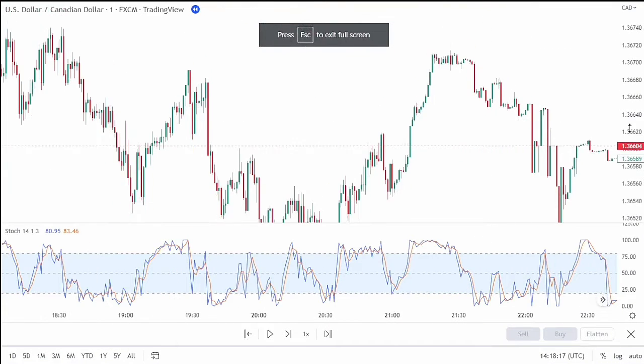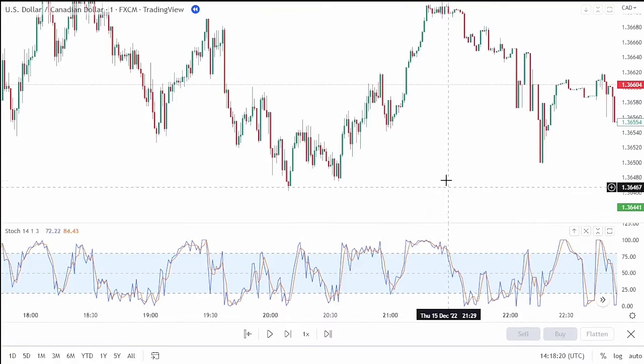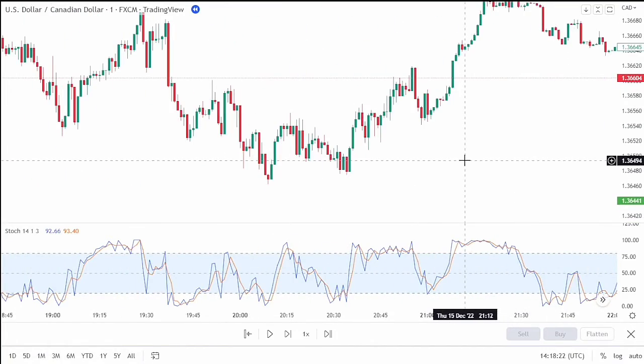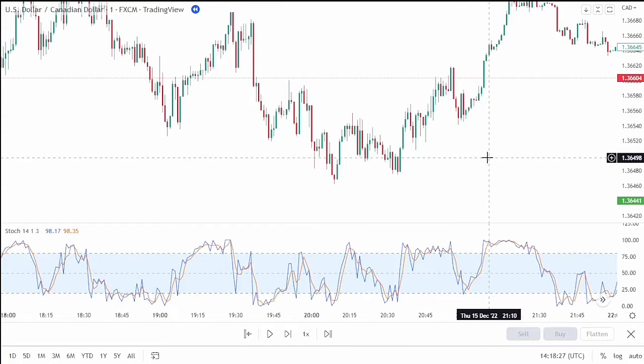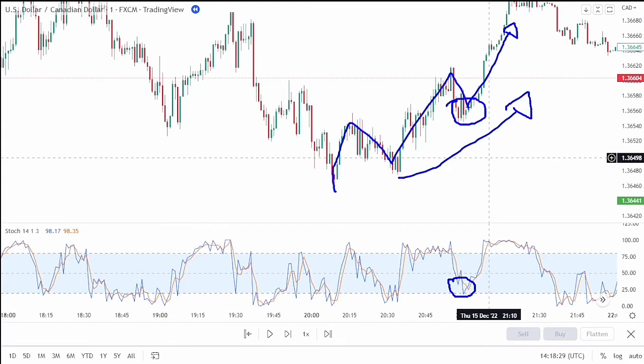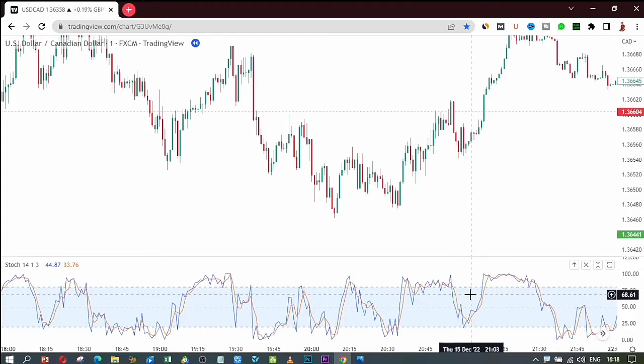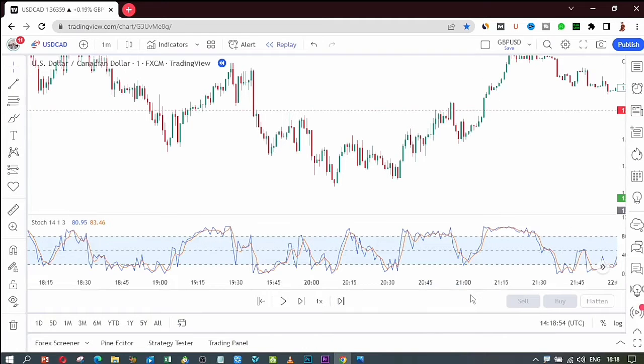How do we get maximum value from this strategy? What we want to do is make sure that we buy at this oversold, but we also want to buy if the market is already in an uptrend. For example, if we buy here, we will maximize our profits simply because this market has already been in an uptrend. And we can also see that the stochastic has gone into an oversold situation, and now the market is likely to be going to the upside.